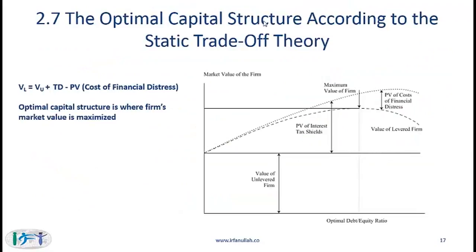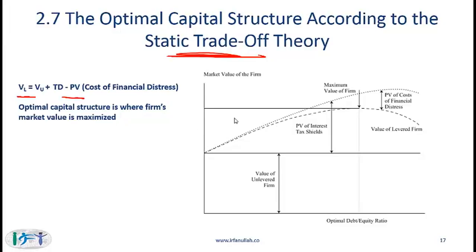The optimal capital structure according to the static trade-off theory. So now we are moving away from the very theoretical world of Modigliani and Miller, and we are recognizing the fact that there are costs of financial distress. So this picture, which is not as complicated as it looks, is going to explain what is called the static trade-off theory. I'll just show you a basic relationship and then connect it with the picture that we are looking at.